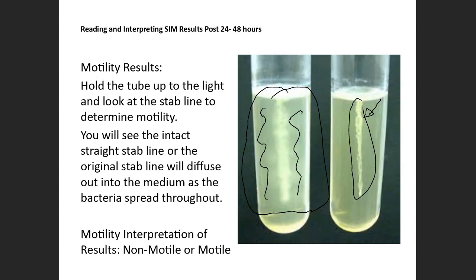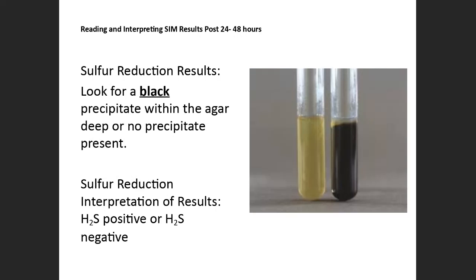Now, before we move on, I gotta point out something. In your lab manual, if you are using the lab manual, it tells you that if you see sulfur reduction throughout the tube, like this one, that you cannot determine motility using the SIM because you cannot really see the growth. Now here's the thing, and this is true.